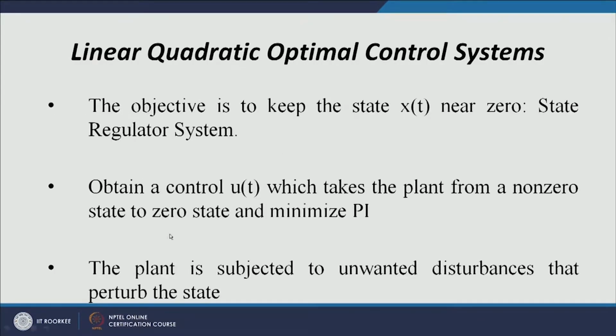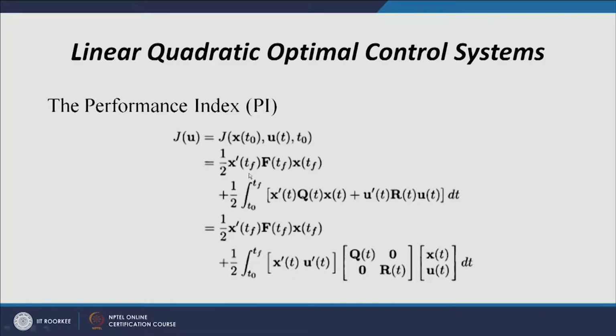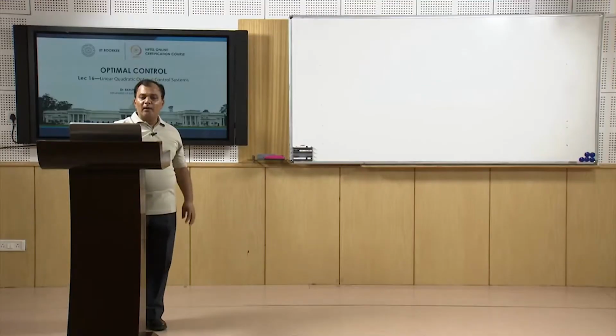The objective is to determine the u which will take the plant from a non-zero state to a zero state and simultaneously minimize a performance index which is given as half x prime(tf) F(tf) x(tf) plus half integral of x prime Q x plus u prime R u. So, this problem we are solving using the Hamiltonian approach.